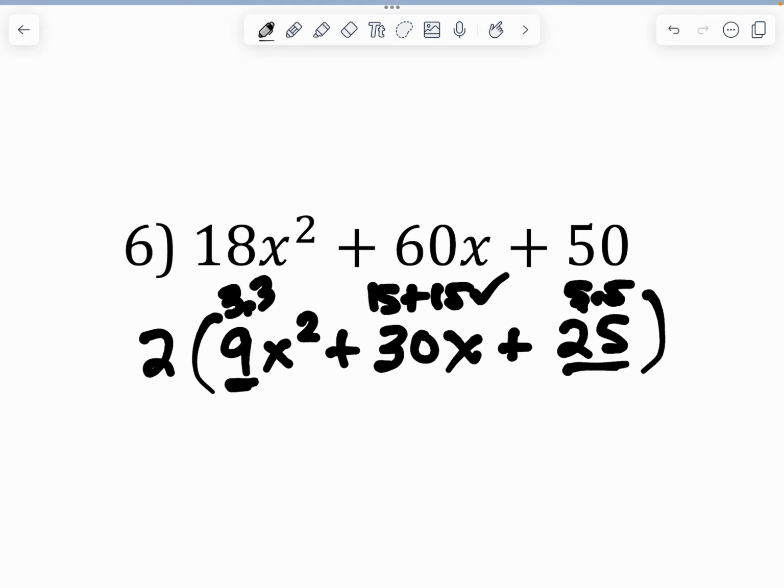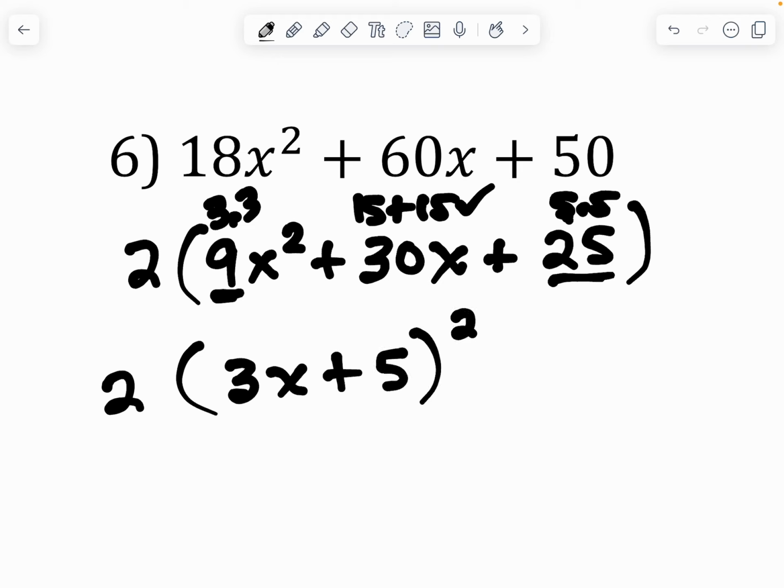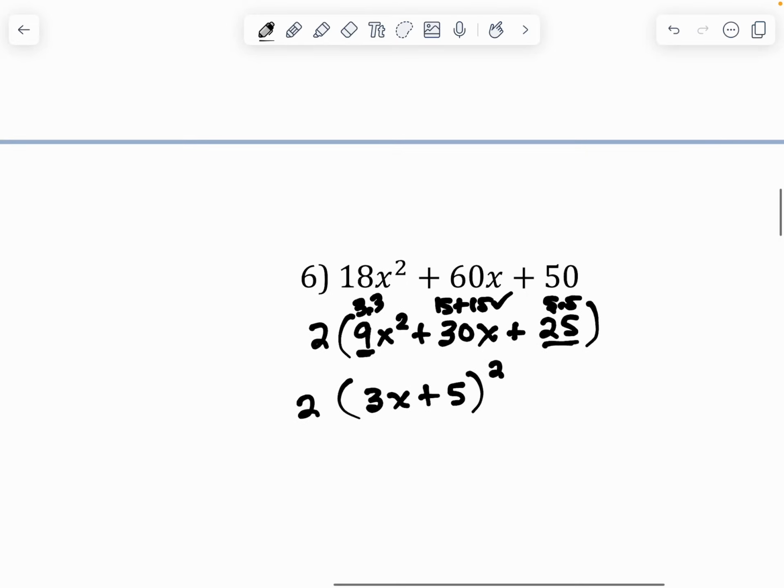And I know that's a perfect square trinomial because it works. So I'm going to factor. Keep your greatest common factor. Remember, that always has to stay to the left. And I'm going to factor into 3x plus 5 quantity squared. So that factors into 2 times the quantity 3x plus 5 quantity squared. And that's your final answer.